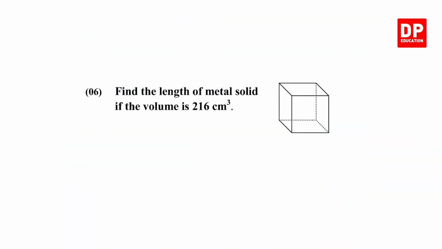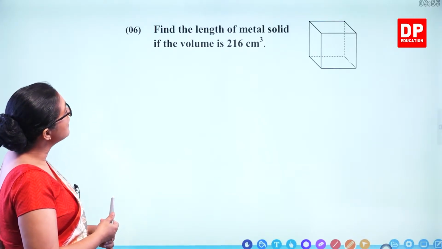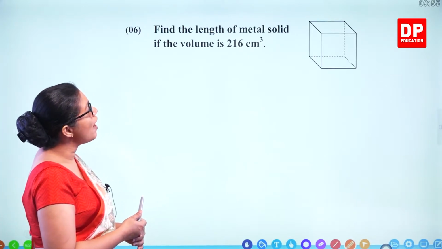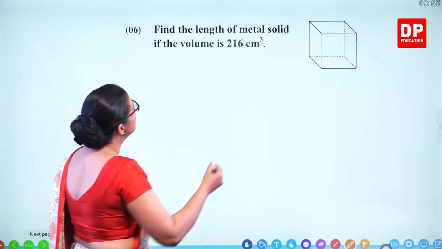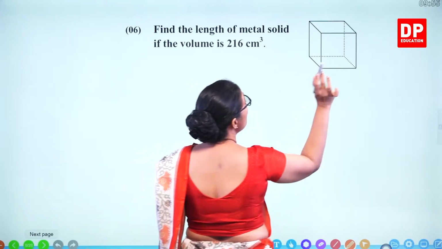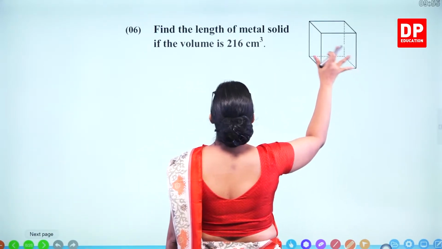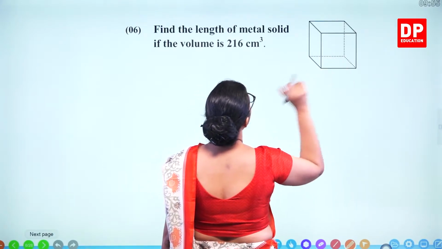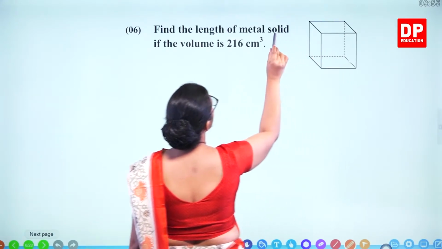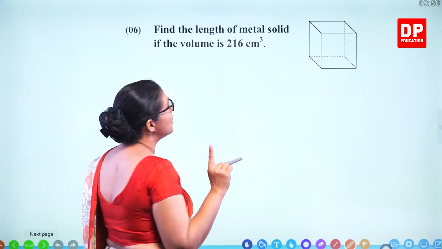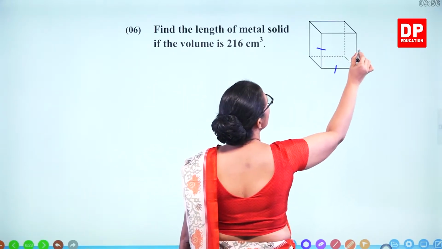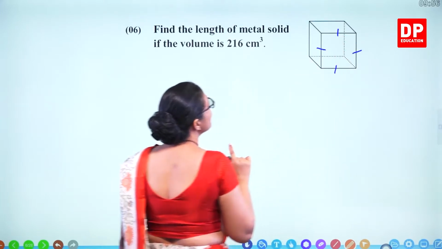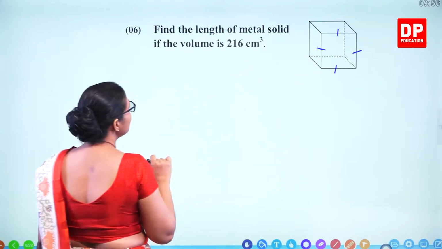Question number 6. Find the length of the metal solid if the volume is 216. So this is a cube. All sides are equal. Metal solid cube, so all sides are equal. Otherwise you can't do it. So this should be a cube.